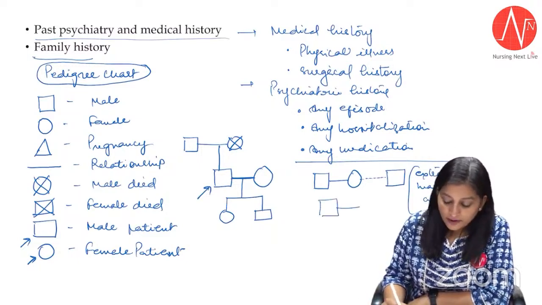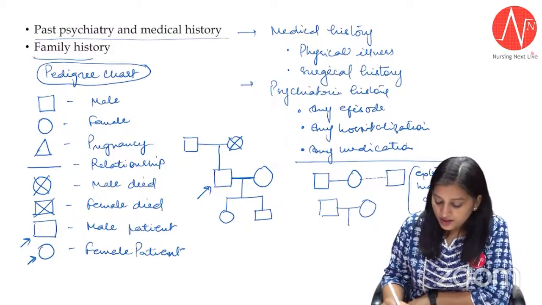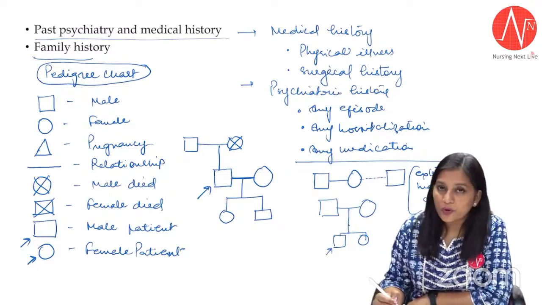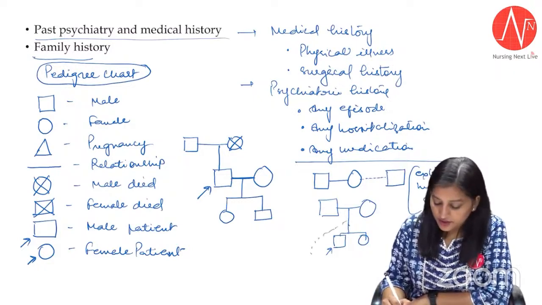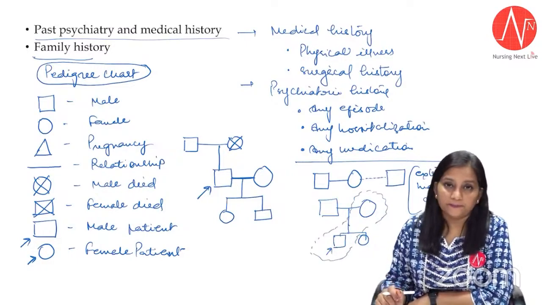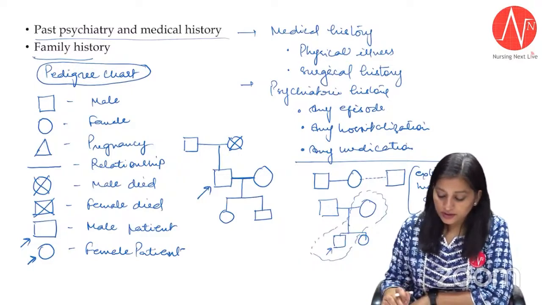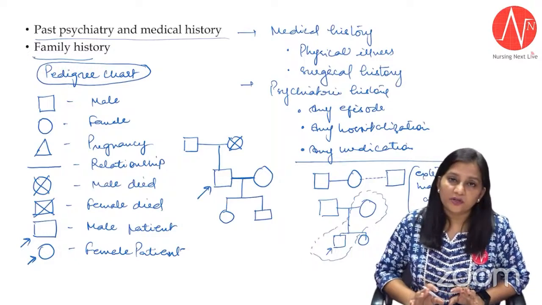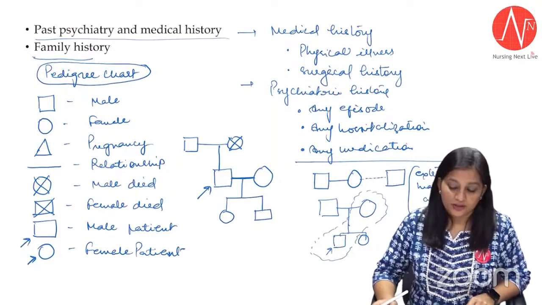And I talked about the family dynamics, the bond. So suppose the patient has a strong bond with the mother. Like this, we show it with a dotted line. The bond will be denoted here. Okay, so these are some pictures, some symbols by which we denote a family chart or pedigree chart.